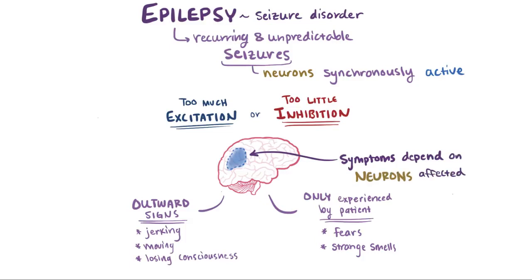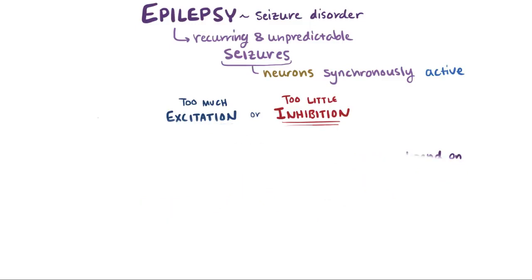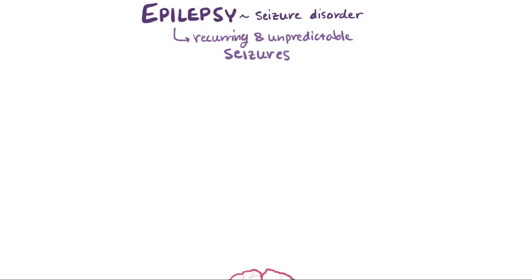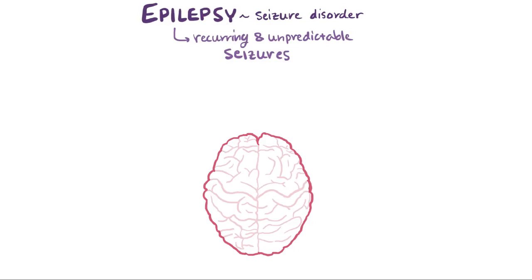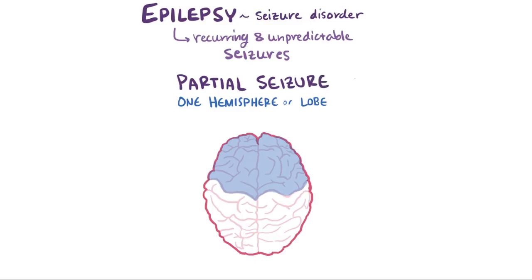People with epilepsy experience recurring episodes of some form of seizures, and we can start grouping the seizures by the region of the brain that's affected. When the affected area is limited to one hemisphere, or one half of the brain, or sometimes even a smaller area like a single lobe, we call it a partial or a focal seizure.